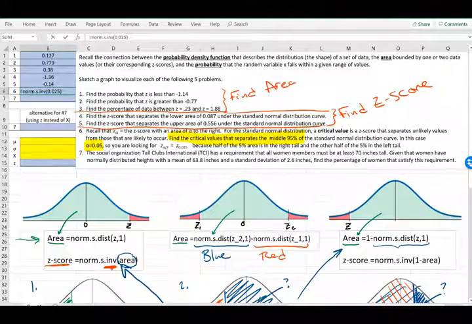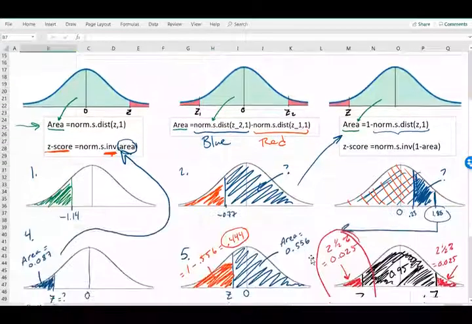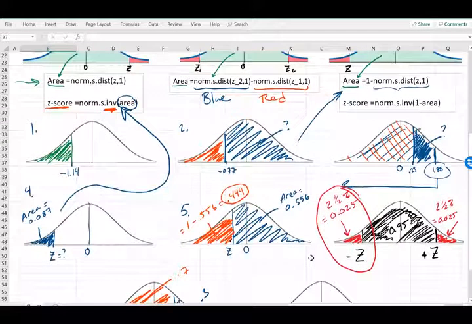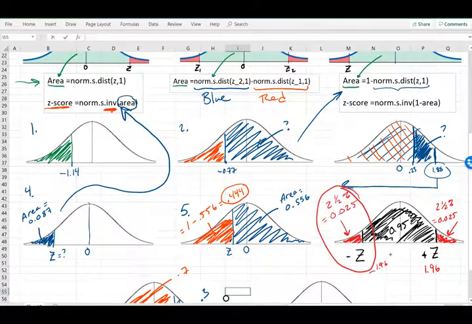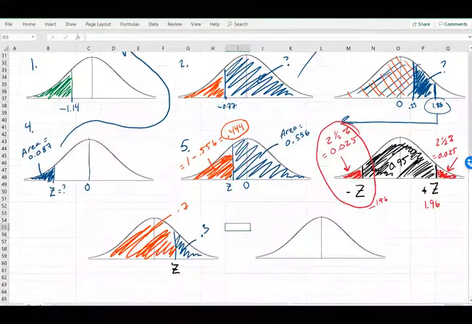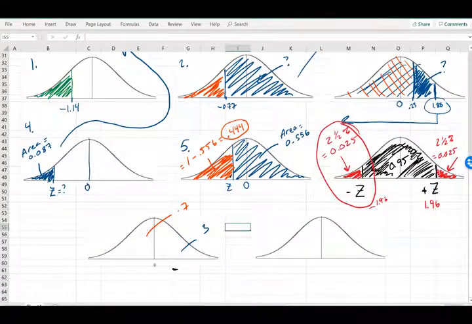Now this is going to give us a negative number. The critical values are plus or minus. So a negative 1.96 and a positive 1.96. Those would be the two critical values, 1.96 and negative 1.96. Okay, let's free this one up.